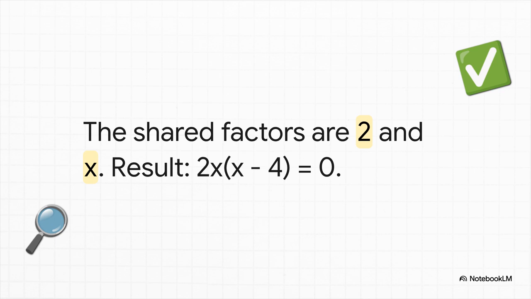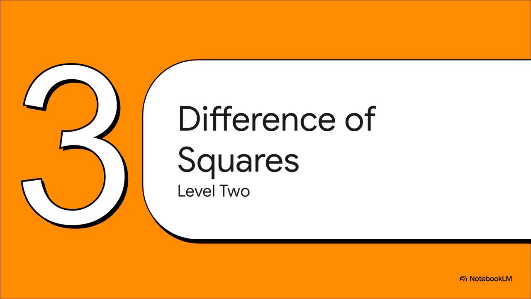Next, we divide our original terms by 2x. So, 2x squared divided by 2x just leaves us with x. And minus 8x divided by 2x, that leaves minus 4. Pop those inside the bracket and boom, our result is 2x times the bracket x minus 4 equals 0. Level 1 officially cleared. Next up, Section 3, Level 2, Difference of two squares.